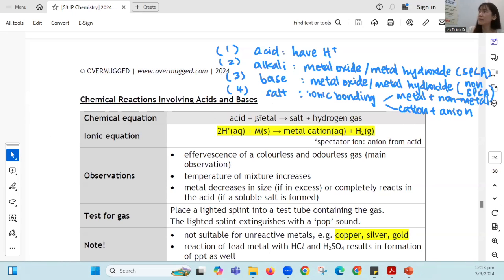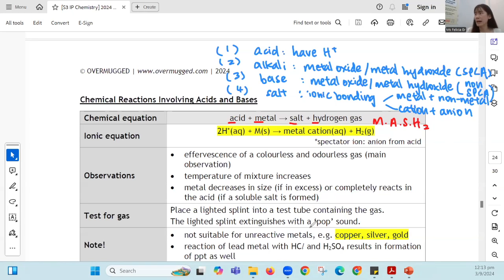But if you can't remember, I have this mnemonic to help you called MASH. You know, like you mash things up, like mashed potato, or mash music up. So MA form SH: metal and acid form salt and hydrogen gas. Okay, so MASH.